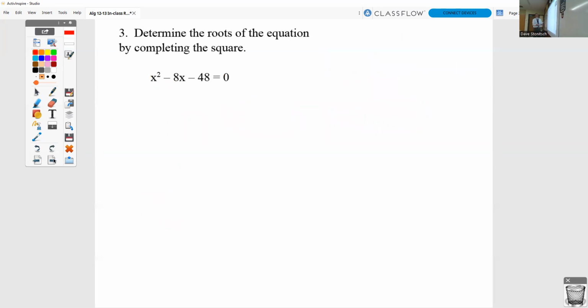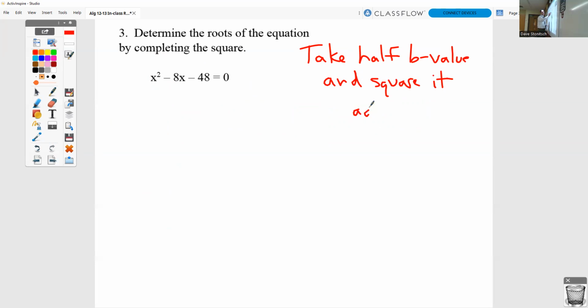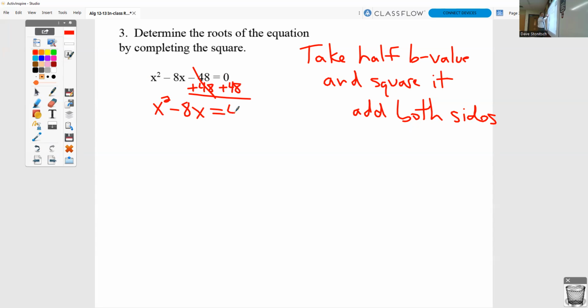In question number 3, determine the roots by completing the square. When you complete the square, you want to take half of your b value and square it. Then you want to add it to both sides before you continue solving. So when I take a look at this one, I want to first get the 48 onto the other side. So plus 48, plus 48. So I have x squared minus 8x equals 48.